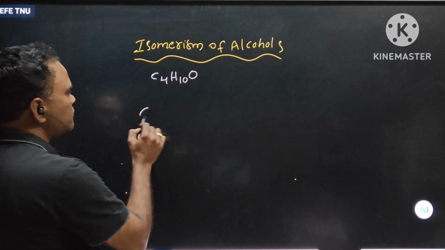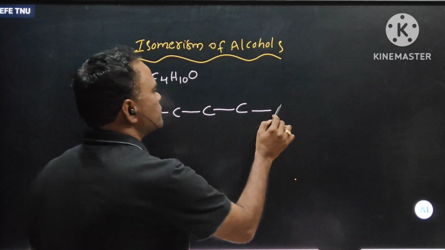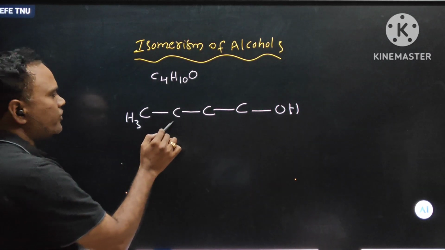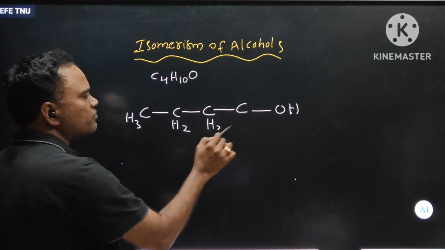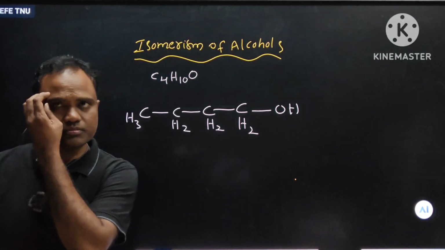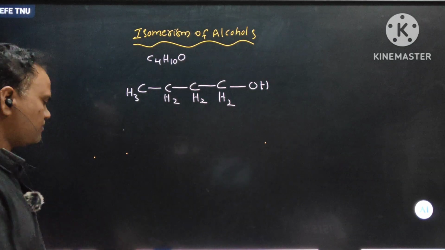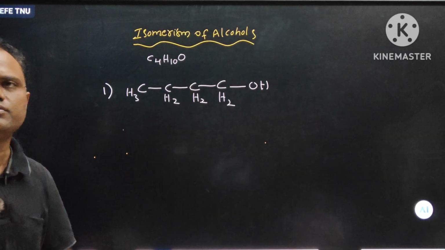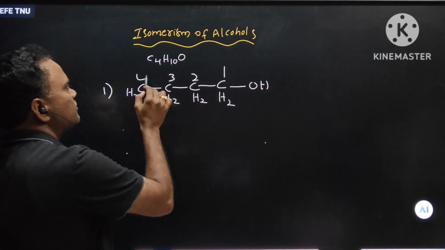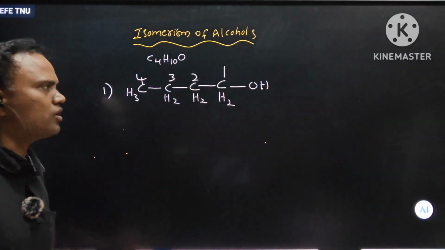See, how to draw all the structural isomers. 4 carbon atoms are there. So first write like this: 1, 2, 3, 4. 4 carbons and put OH here. Now complete the valency. 4 bonds should be present around carbon. CH3, CH2, CH2, OH. Okay. This is the first one. And what is its name?